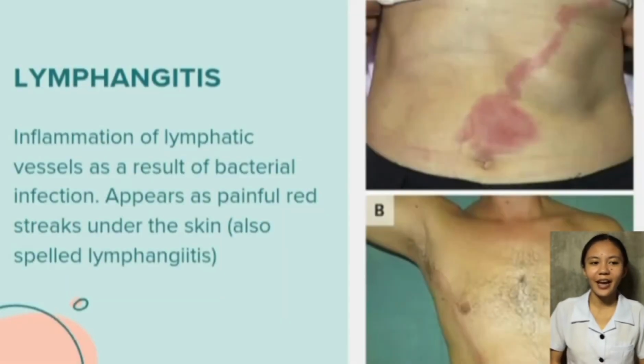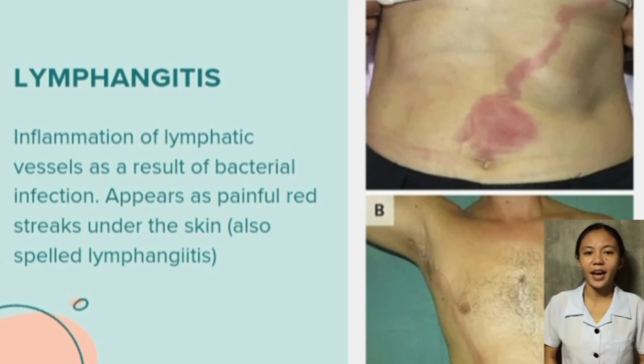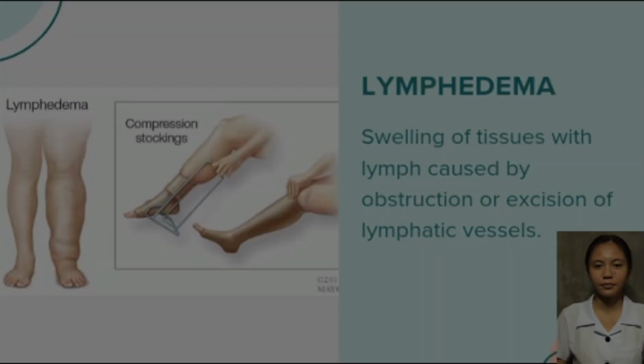Lymphangitis. Lymphangitis is the inflammation of lymphatic vessels as a result of bacterial infection. It appears as a painful red streak under the skin. Lymphatic vessels are responsible for carrying lymph, or a clear fluid containing white blood cells, throughout the body. It often occurs as a result of an infection, and symptoms may include a red streak under the skin, swelling, and tenderness.